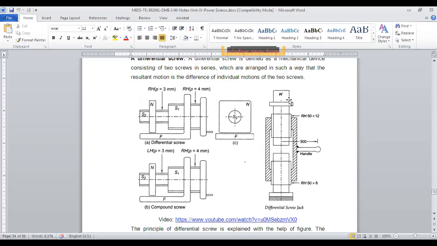So the first thing is the differential screw. The first diagram, and the second is the differential screw jack. I have taken an example where, if you rotate it, you will get the movement of the screw by using the differential principle. Okay. So take a look at example A, the differential screw.